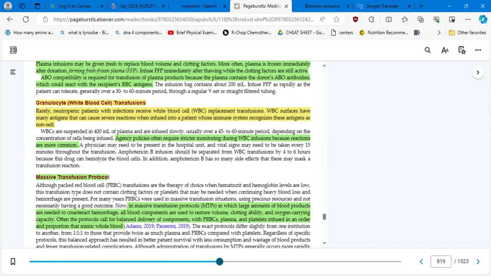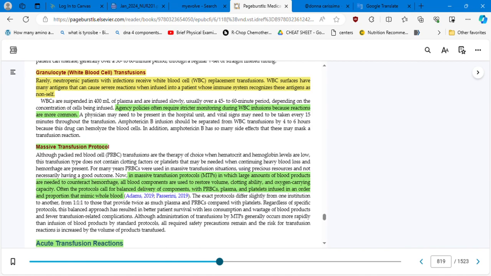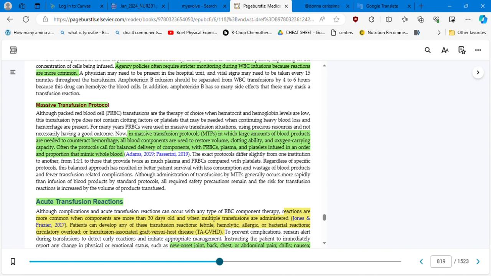Then we have the granulocyte, or white blood cell, transfusion. Rarely, neutropenic patients with infection receive white blood cell replacement transfusion. WBC surfaces have many antigens that can cause severe reactions when infused into a patient whose immune system recognizes these antigens as non-self. So always follow the agency policy about any type of transfusion, not only the WBC. Keep an extra eye on this one, especially because of the adverse reaction.